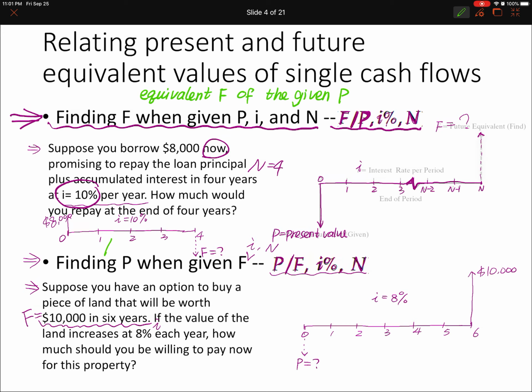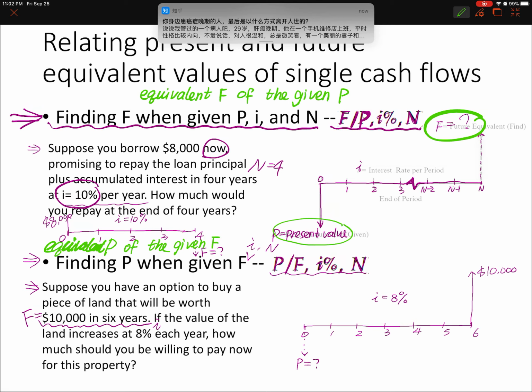And we also learned how to find the equivalent present value of the given future value. And to be simple, I don't always say to find the equivalent F of given P. Usually I will say convert a value to some other value. So if given the P and to find out the F, I would say convert the P to an F, because compounding is like converting a value to another value at another time.